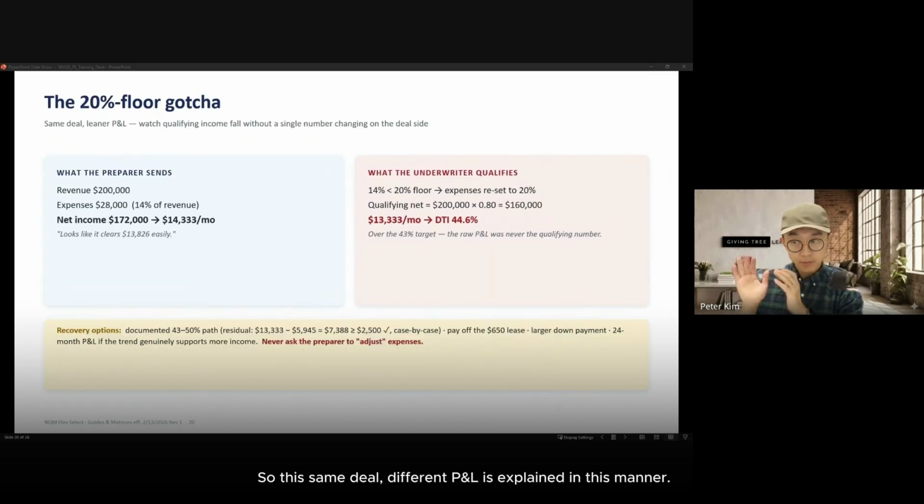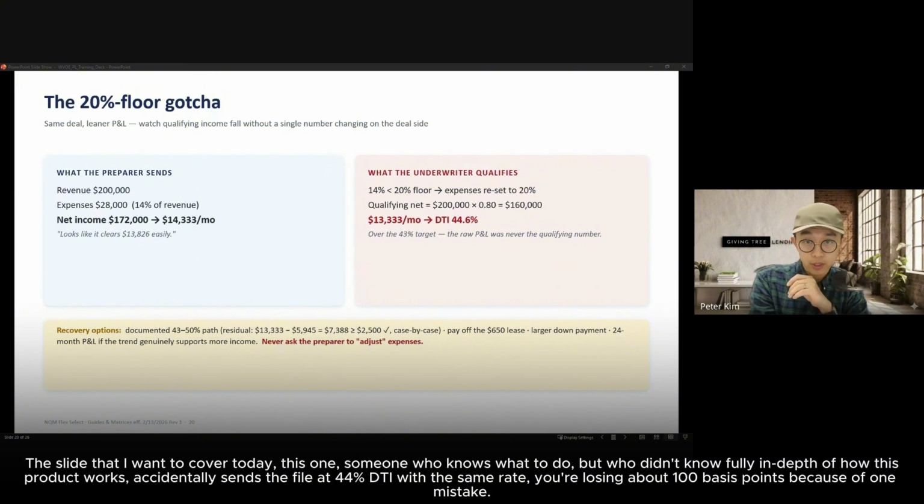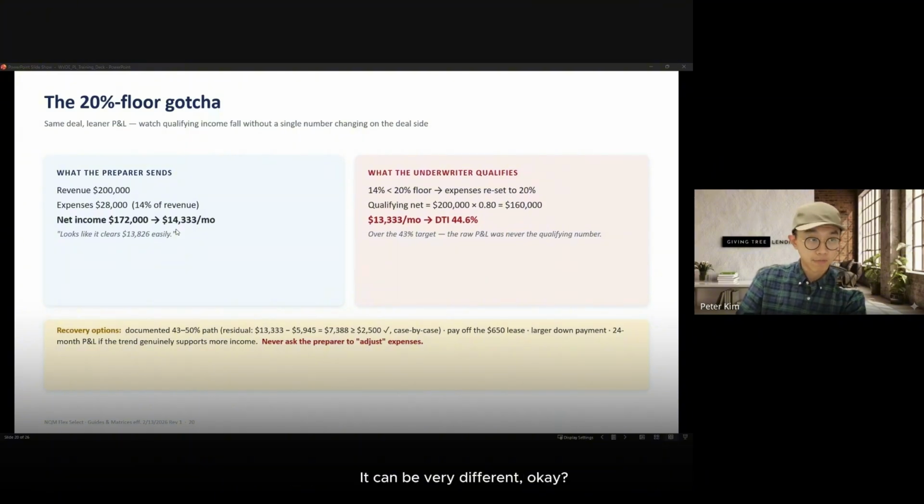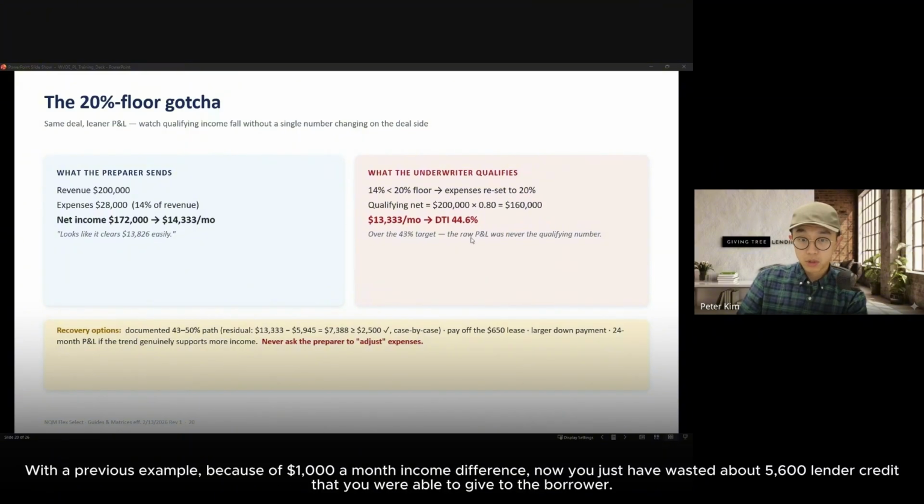This same deal with a different P&L is explained in this manner. The slide I want to cover today: someone who knows what to do, but doesn't fully know in depth how this product works, accidentally sends the file at 44% DTI. With the same rate, you're losing about 100 basis points because of one mistake. You may say, Peter, it's only $1,000 a month. How different can it be? It can be very different. With the previous example, because of the $1,000 monthly income difference, you have now wasted about $5,600 of lender credit that you were able to give to the borrower.